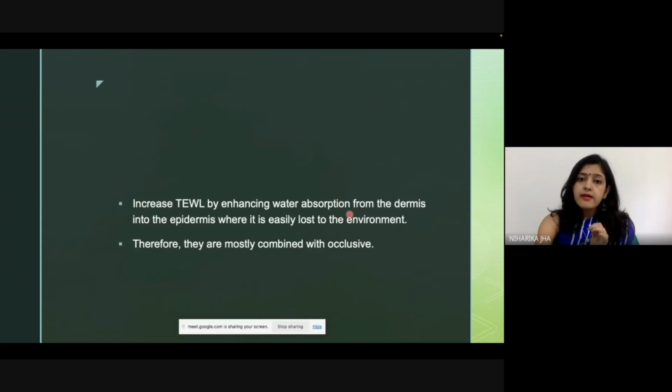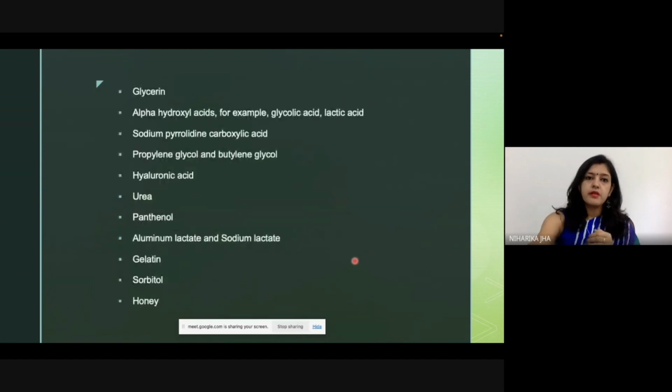That is why most of the humectants are combined with occlusives, which also decreases the chance of epidermal water loss, apart from providing the normal emollient function. The various humectants which are available are glycerin, hyaluronic acid, panthenol, gelatin, sorbitol, honey.